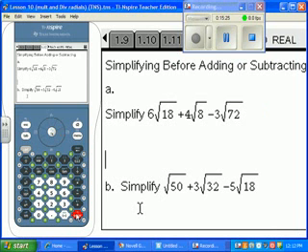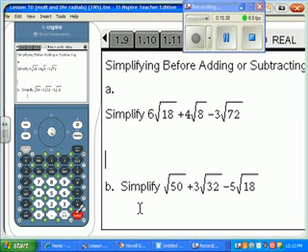All right, simplifying before adding and subtracting. Now, do we have any like radicals? No. But look at 18, 8, and 72. What do you know about those? They can be reduced, right? So we have to reduce them in order to find the like radicals. How are we going to break down 18?